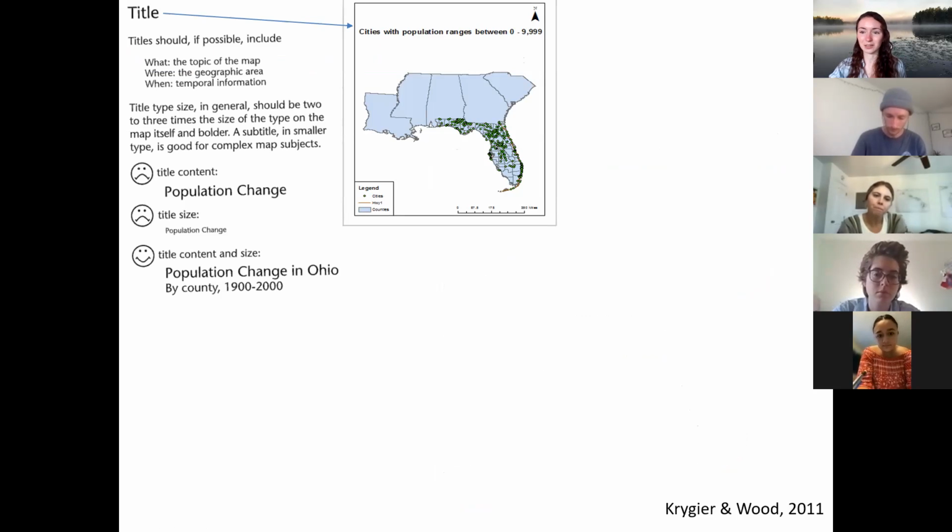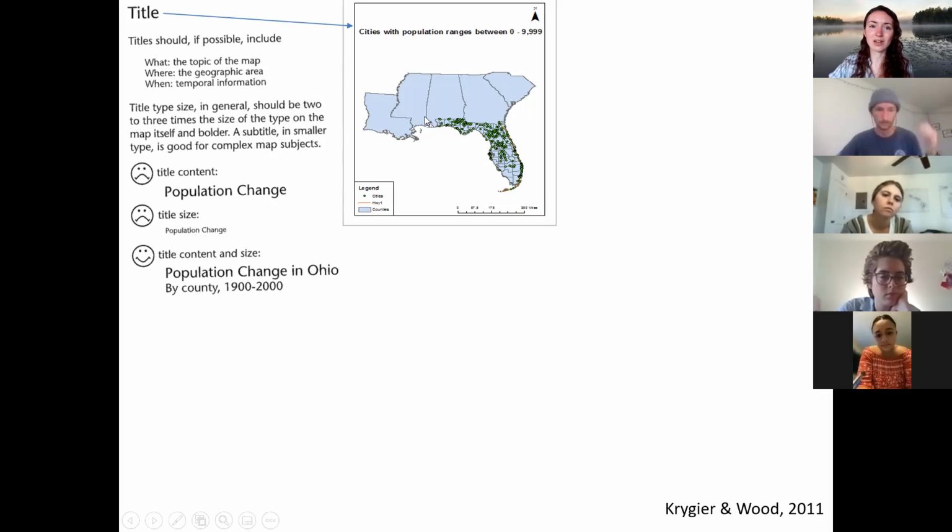Your map should stand alone. If you show it to someone who has no idea what you're showing on the map, they should be able to tell you what the map is trying to get across. You want your title to be very prominent, so make sure the text is pretty large compared to everything else on your map. They do a decent job of that here. I would say it could be even bigger.